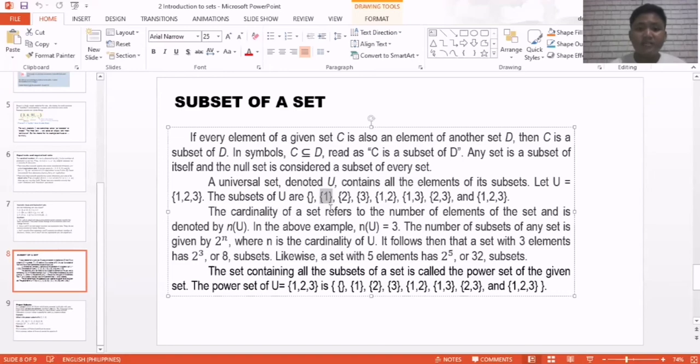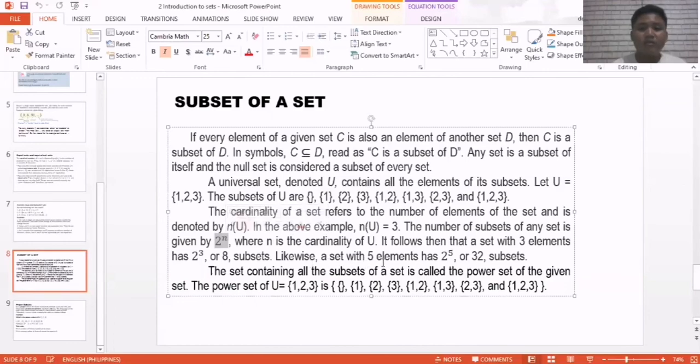So the cardinality of a set refers to the number of elements of the set and it is denoted by n(U). In the above example, n(U) is equal to 3 kasi meron tayong tatlo dito na elements. So the number of subsets of any set is given by, ito yung formula niya, 2 raised to n, para malaman natin kung ilan yung subset doon sa set na yon. Where n is the cardinality of U, it follows then that a set with 3 elements has 2 raised to 3, that is 8. Kasi 2 times 2, 4 times 2, that is 8.